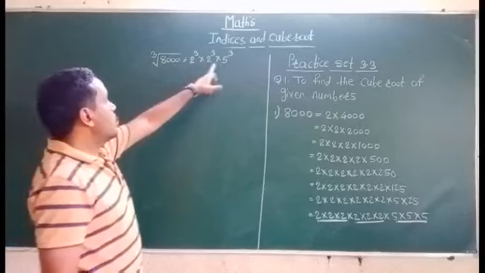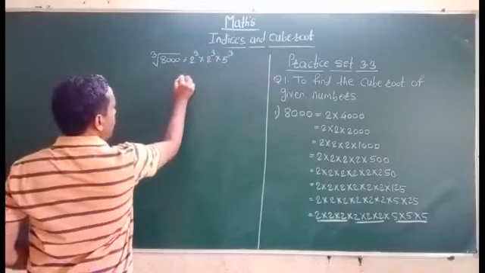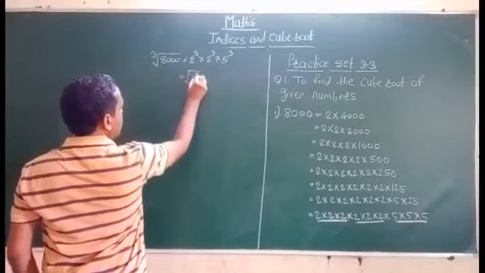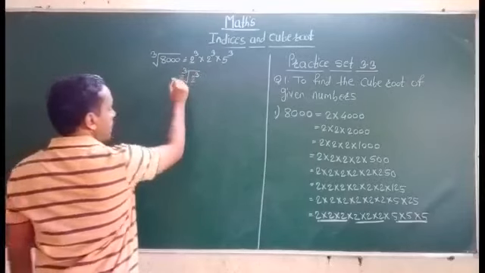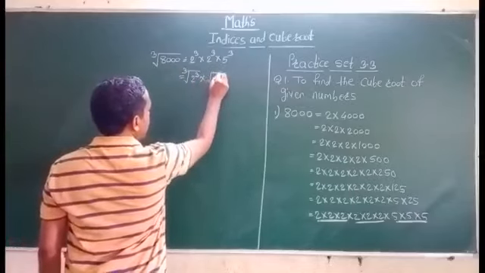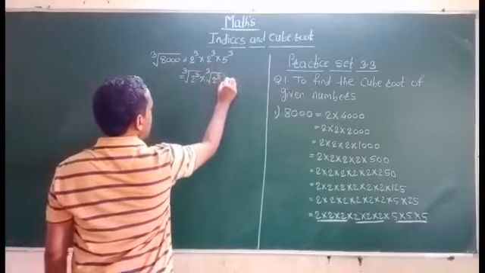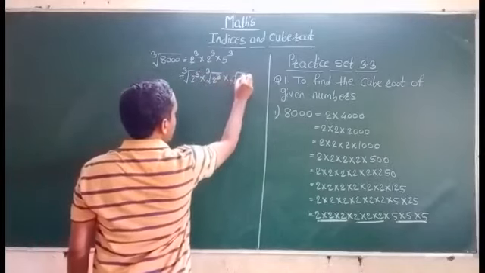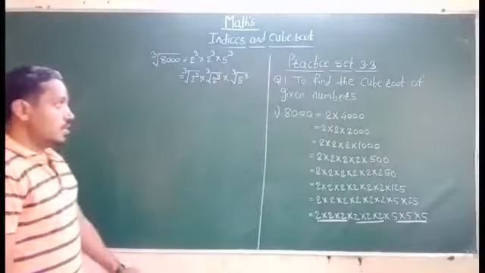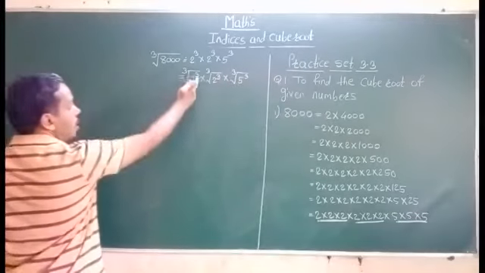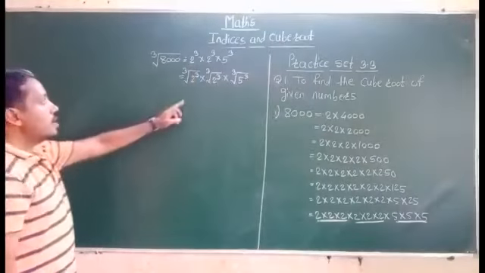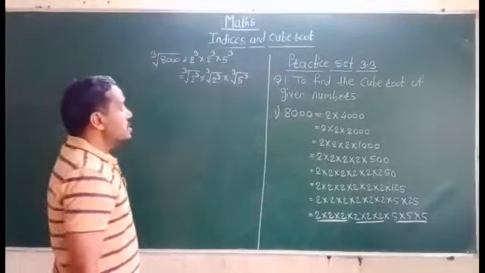2 cube into 2 cube into 5 cube. And then we write it down in the radical sign. So the radical sign, that means 2 cube, radical sign order 3. Again the 2 cube, radical sign order 3. Again the radical sign 5 cube is order 3. All the radical signs show the same order, and all the radicals show the same index 3.